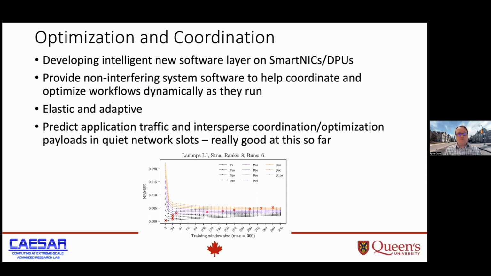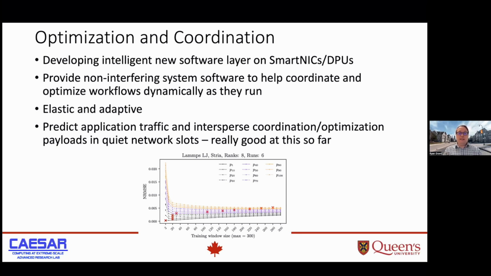And the first part of the work that we've been doing on this area is really trying to make sure that we don't get in the way of the system. So the first thing that we've been doing is working on predicting application traffic and interspersing this coordination or optimization traffic into payloads where we have quiet network slots. And so far, we've been really good at this with relatively very small computation overhead.